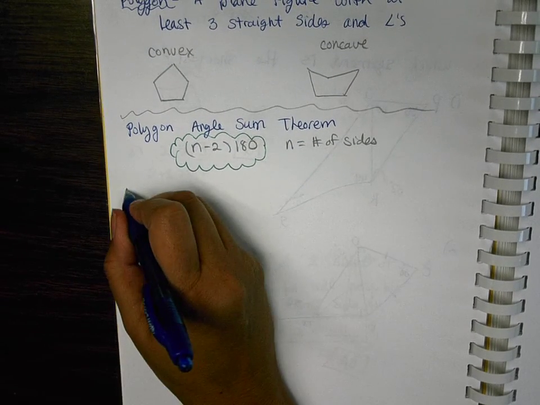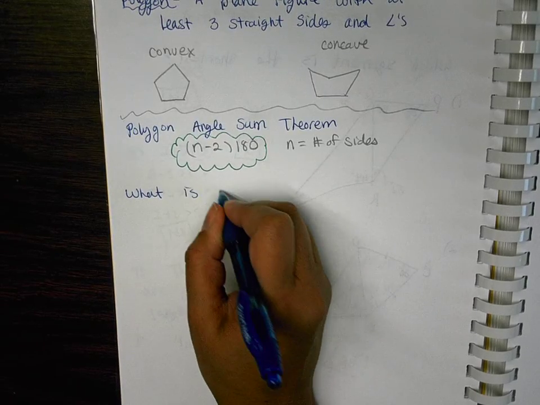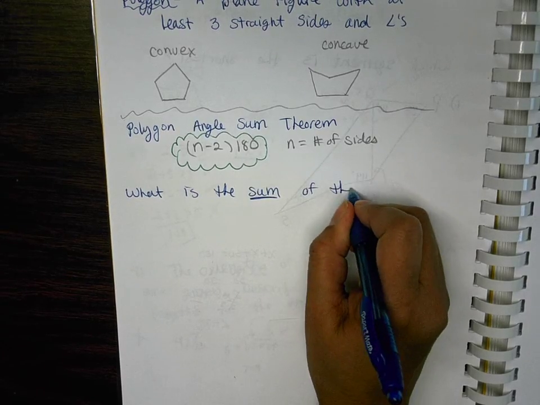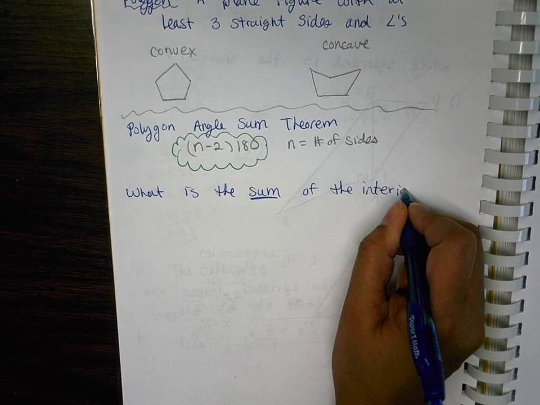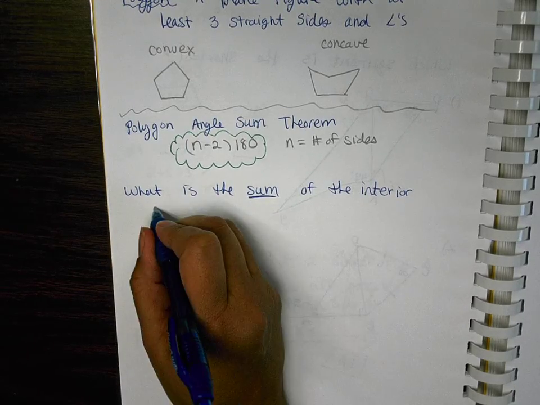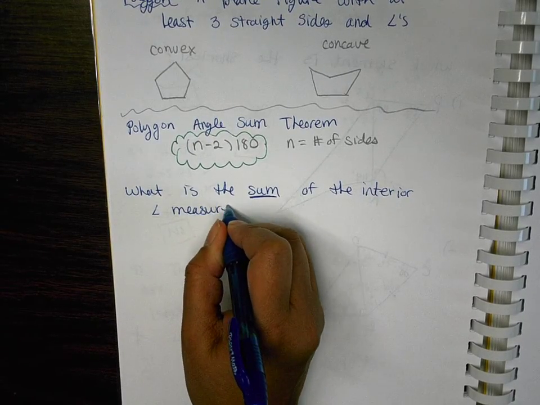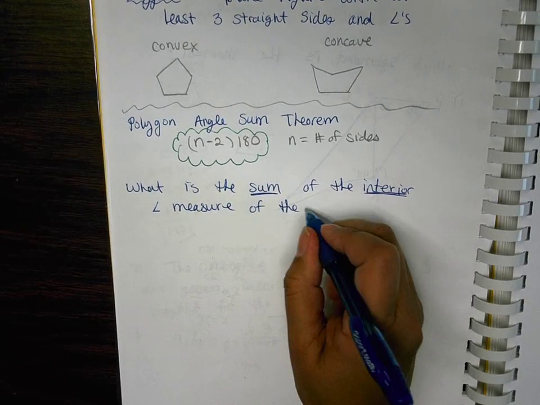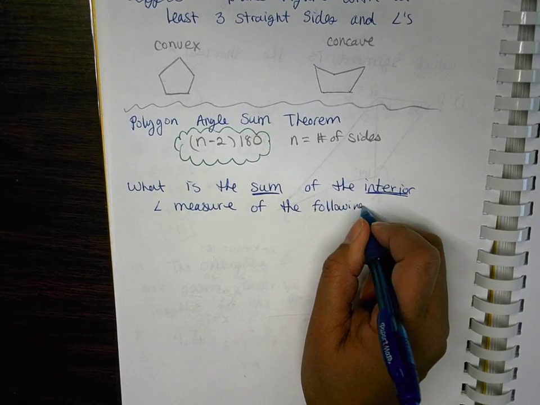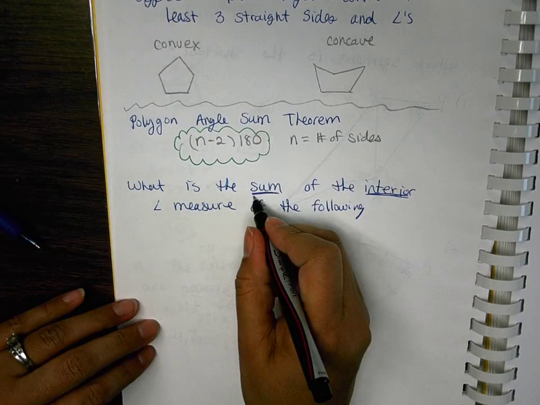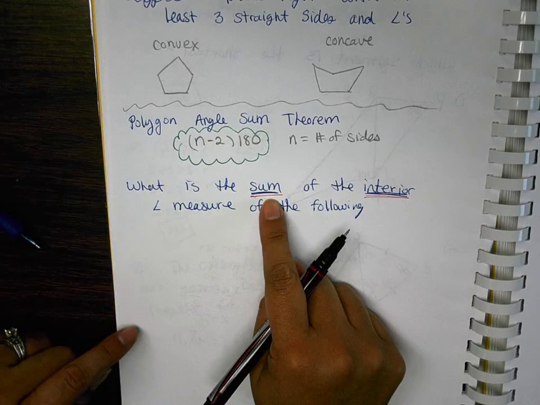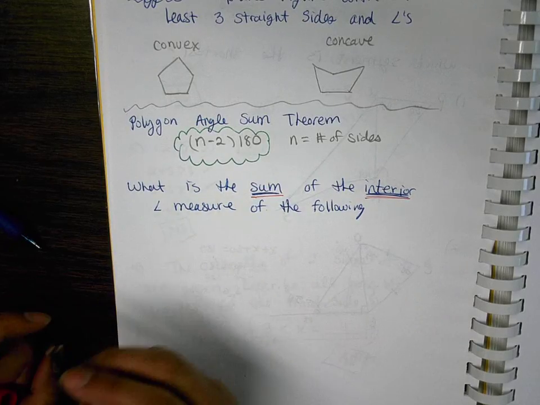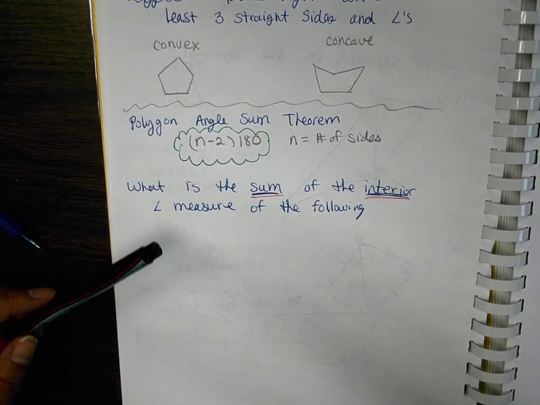I'm going to quickly show you examples. What is the sum of the interior angle measure of the following? Now, I want to underline interior as well and emphasize them because we're going to learn different formulas. Instead of sum, we're going to learn one, and instead of interior, we're going to learn exterior. So there are keywords you want to look for, so when you're working on homework, you know which formula to use.